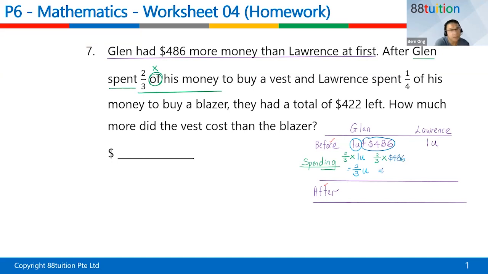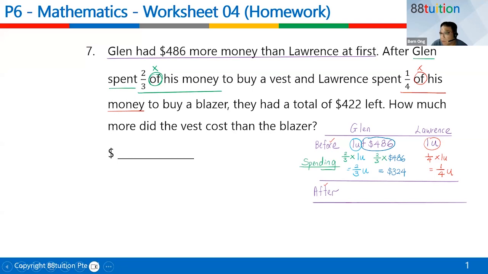So just press your calculator. "Of" means times. So 2/3 times 486. Just do it. 324. It's actually very straightforward. Just know that there are two different things. The units and the money need to be dealt with separately. Then what happened? Lawrence spent 1/4 of, again, "of" means times, his money. So down here, 1/4 times his money of 1 unit is equal to 1/4 unit spent. All these belong to the spend.